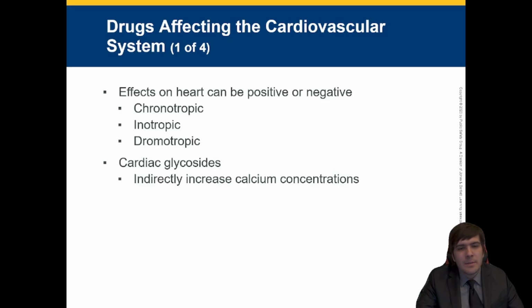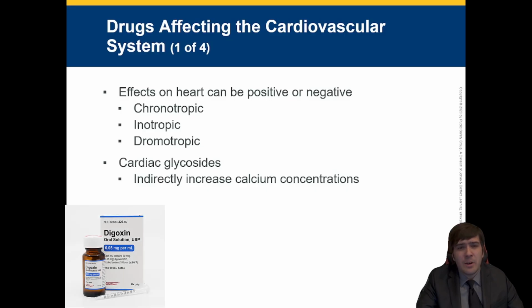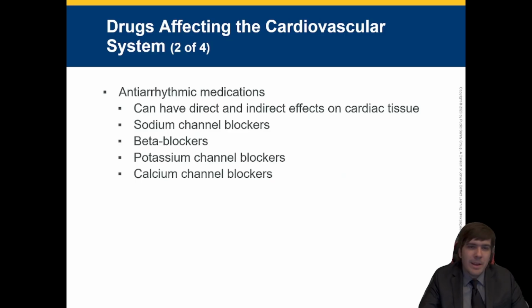Cardiac glycosides indirectly increase calcium concentrations. We mentioned digoxin earlier. That is a cardiac glycoside. Some antiarrhythmic medications can have direct and indirect effects on cardiac tissue, like sodium channel blockers. Sodium channel blockers slow the conduction through the heart, and that's a negative dromotropic effect. Beta blockers, we talked about, reduce the adrenergic stimulation of beta receptors, beta 1 and beta 2.